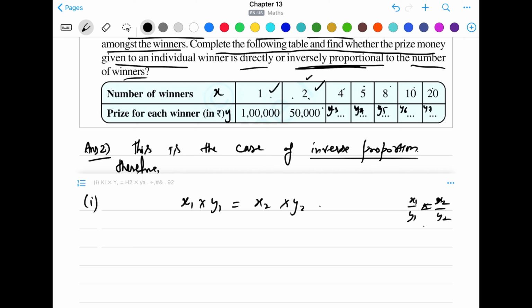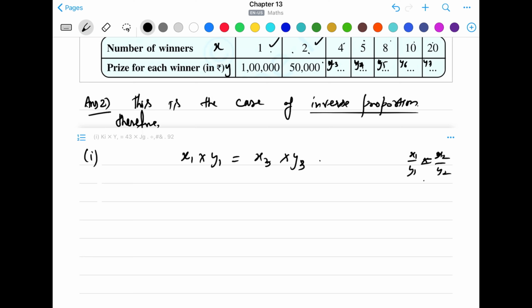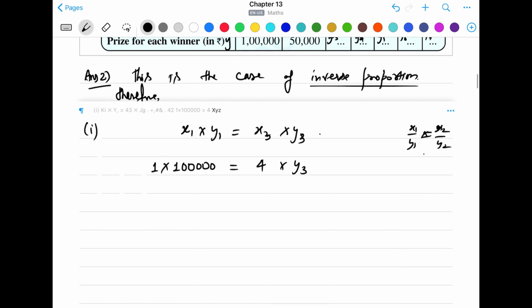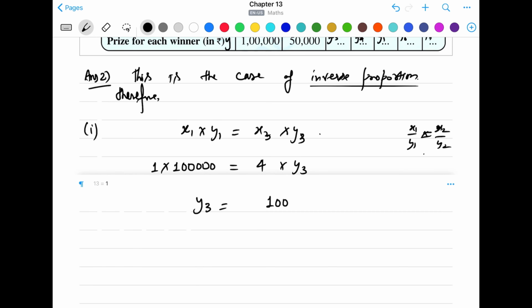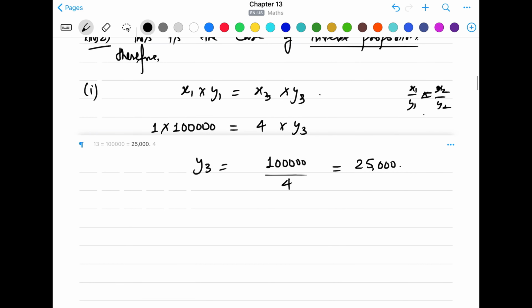Okay, since the values of x2 and y2 are already given, we are going to find the values of x3 and y3. In every case this relation will be the same. So x1 is 1, y1 is 1 lakh with 5 zeros. x3 is 4 and y3 we have to calculate. So y3 from here is 1 into 1 lakh, again 1 lakh, divided by 4, which will give us 25,000.